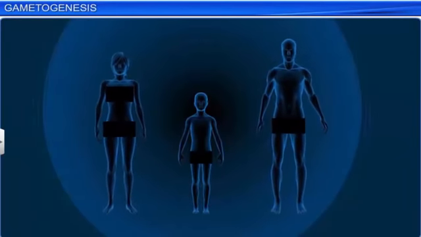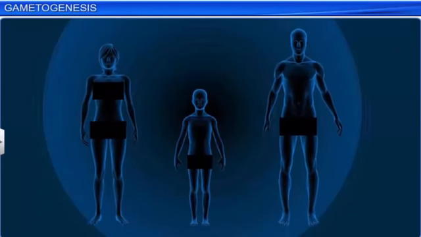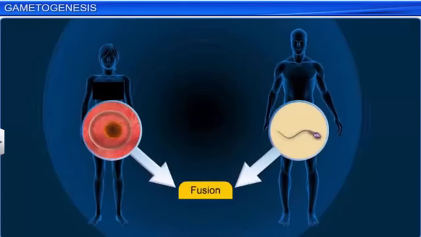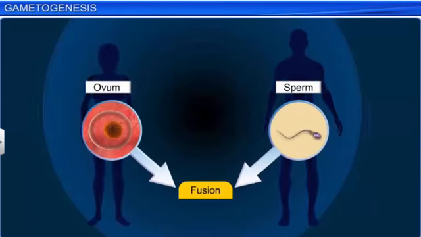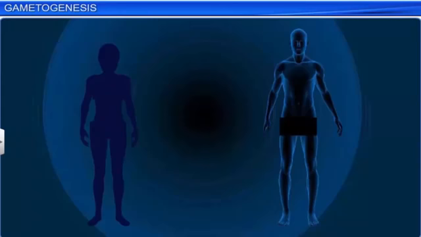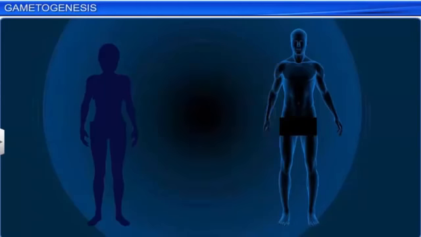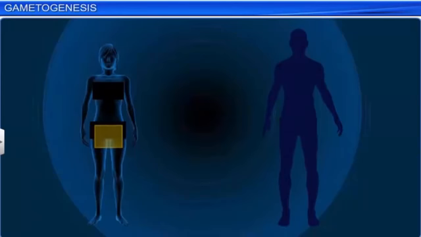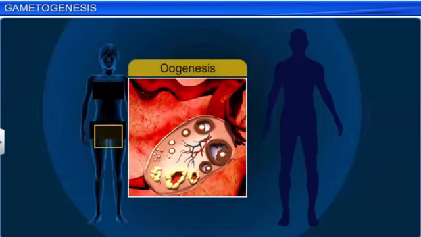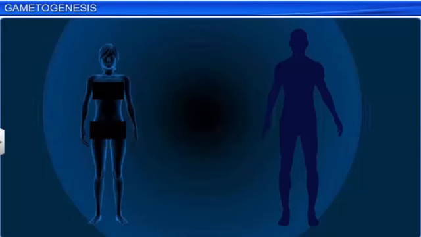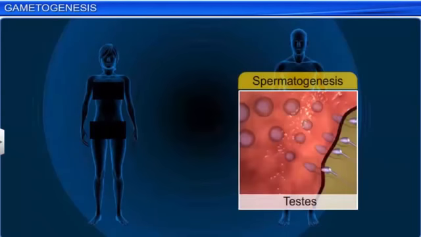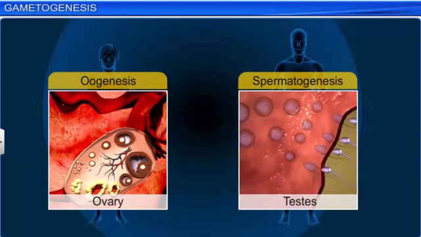Reproduction, an important process in human beings, involves the fusion of the male and female gametes called sperm and ovum. These gametes are formed by a process called gametogenesis. In males, the process of gametogenesis occurs in the testes and is called spermatogenesis, whereas in females, gametogenesis is called oogenesis and occurs inside the ovary. Interestingly, spermatogenesis and oogenesis begin at different ages.